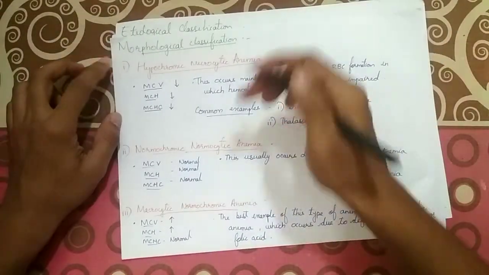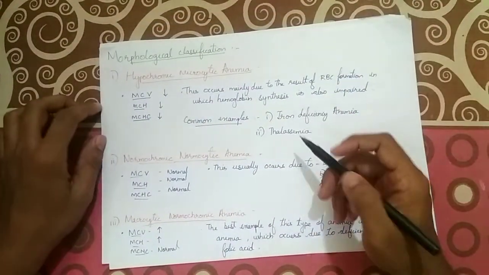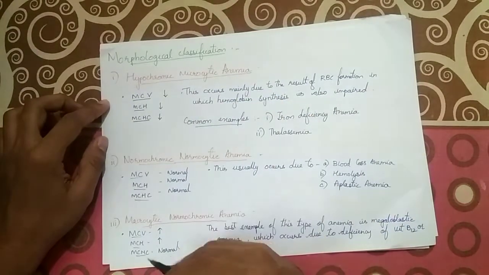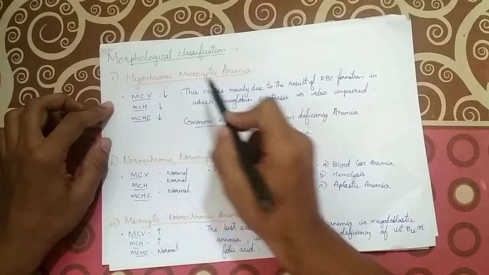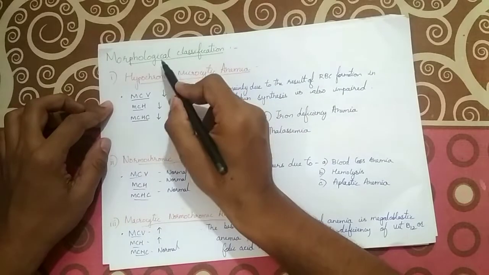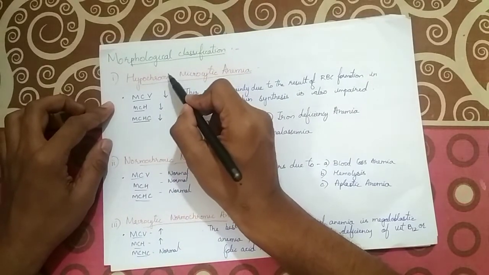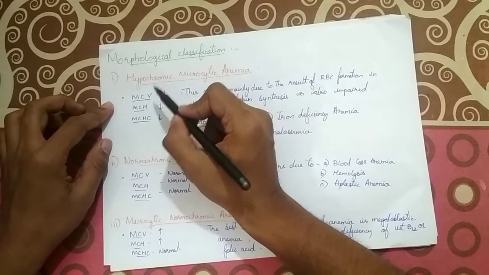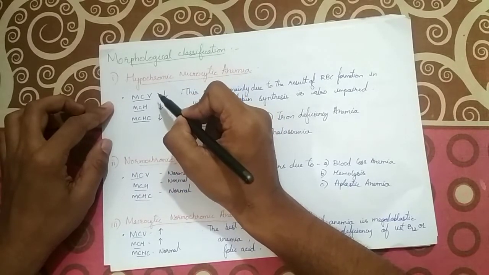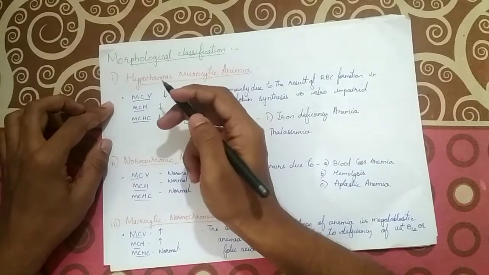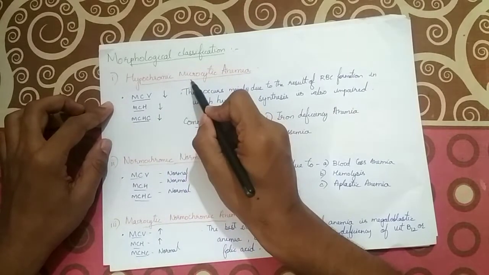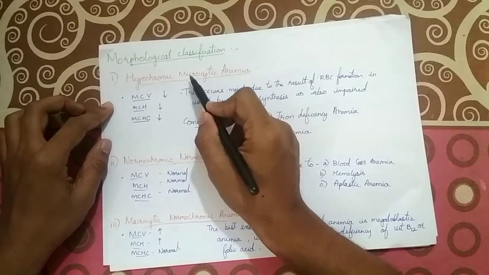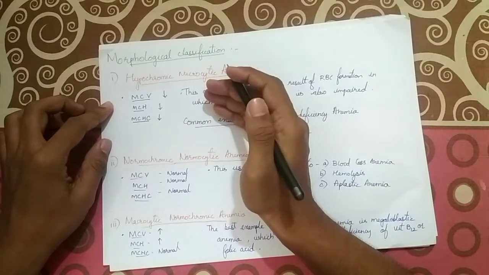First, talking about the morphological classification. It can be classified into three types mainly. The first one is hypochromic microcytic anemia. Hypochromic, chrome means color. So when it's hypochromic, it is caused due to the decreased level of hemoglobin in the blood, because hemoglobin gives the color of the blood. So hypochromic, microcytic means the decrease in the size of the red cell.